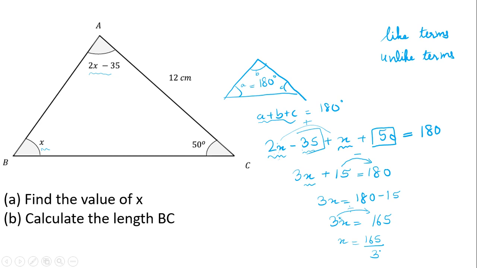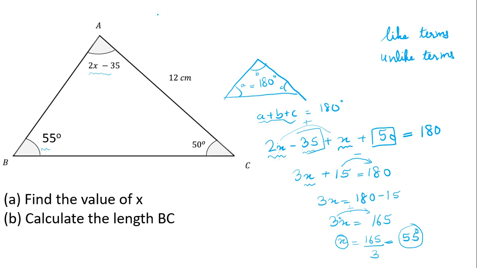So if you try that on your calculator, 165 over 3 is equal to 55, which means my x is equal to 55 degrees, which means this angle right here, that is B, becomes 55 degrees. Now, after I have this, again, I also need to just work out and write down my angle A.